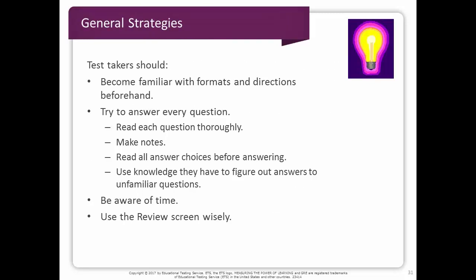You should get acquainted with the format of the verbal reasoning section for taking the test and try to answer every question. Make sure you understand the question and answer choices clearly before making your selections. You can use the information in the questions to help you answer appropriately. It's always good to keep an eye on time and not get caught up spending too much time reviewing different sections.